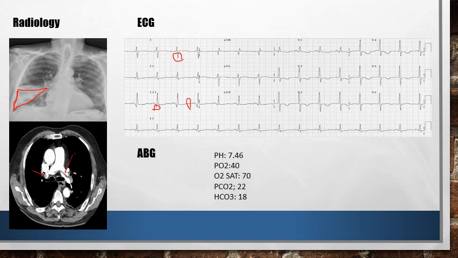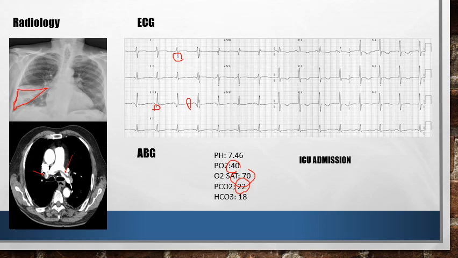And this is the ABG of this patient. We have oxygen saturation 70 and tension 40. The patient has type 1 respiratory failure. CO2 level is 22. The patient is hyperventilated, which means that the patient is tachypneic. Acid-base status is more or less normal. So the patient was admitted to the ICU due to the presence of pulmonary embolism.